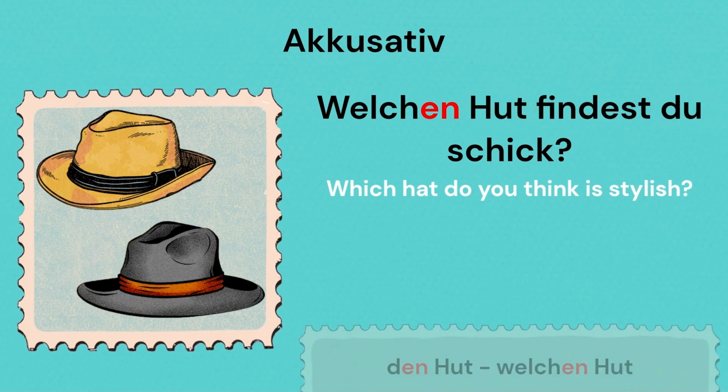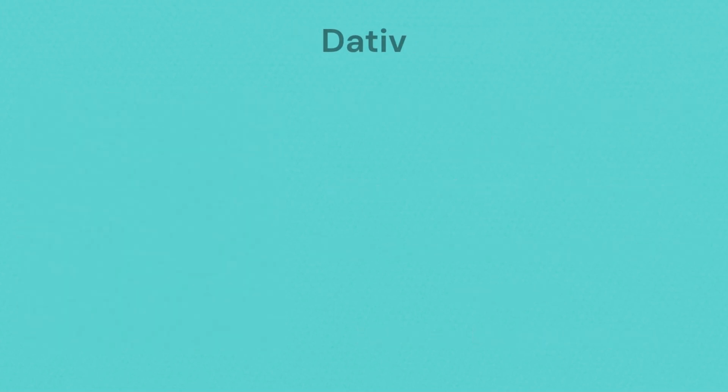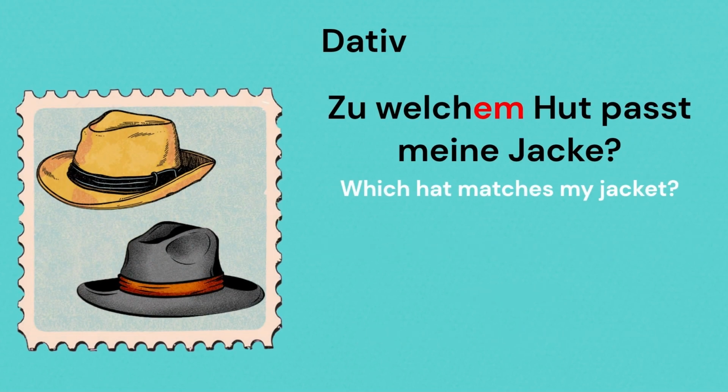Since Hut is masculine, in accusative it will take the article den. Welchen Hut takes the ending en from the accusative article den. The answer will be den schwarzen finde ich schick. Or I can simply say den schwarzen. Now let's move on to the third case, that is dative. In this case, Hut has to be either a dative object or a prepositional object with a dative preposition. So let's see what we have.